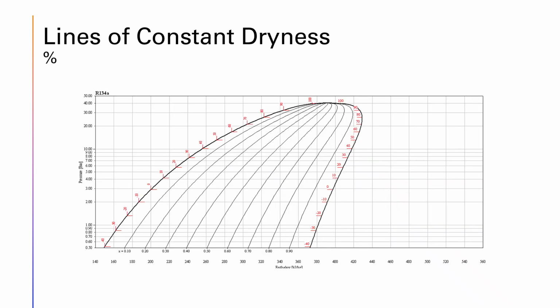Now these lines here that you can see, they are known as the lines of constant dryness, and anywhere along that line you get a variation of liquid to vapor ratio. So there you can see if the refrigerant's on that line, it's 10% vapor, 90% liquid. Here it's 50% vapor and 50% liquid. And towards the end there, it's 90% vapor and 10% liquid. So if it ever goes across that line, it's superheated. And if it ever goes below that line, it's subcooled liquid.